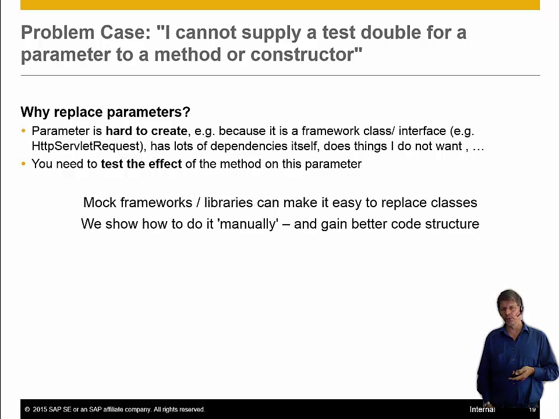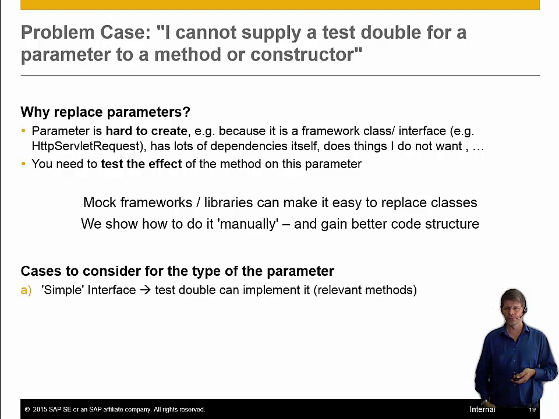Now, mock frameworks or libraries can make it easy to replace classes, and basically to say, if this method is called for this class, then do this other thing, and there are some tricks to that. We want to show how to do it manually so you know what really happens, and to also gain some better code structure because of it, so that you find a way to clean that dependency up in the code a little better.